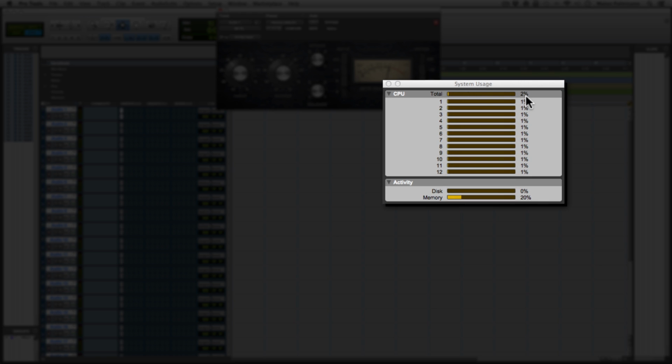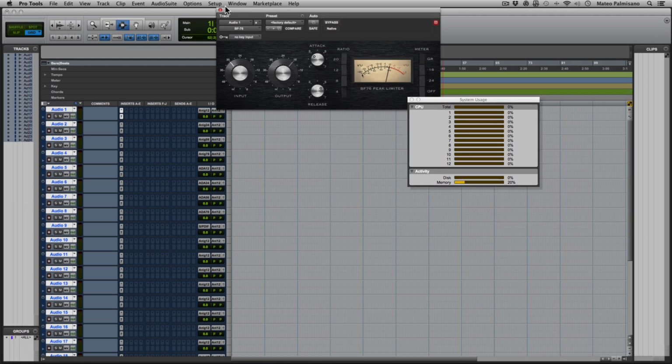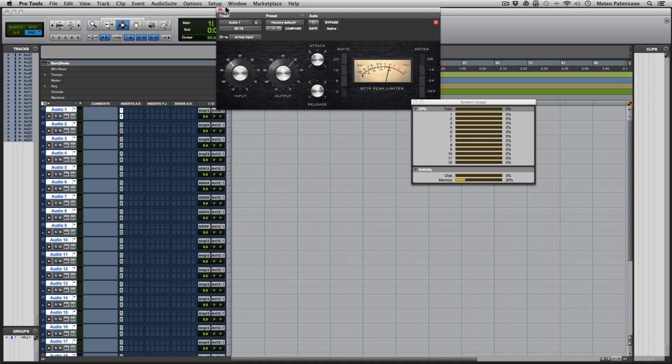As you see, it registers 2%. So across my 12 cores, it only used about 2% in total of my processing. The reason why it's down to 0 now is because Pro Tools has a function called dynamic plugin processing, which puts the plugins to sleep whenever they're inactive, just in order to have your system run a little more stable. So it's a nice feature. But when we loaded it up, it was using 2% of my CPU overall.